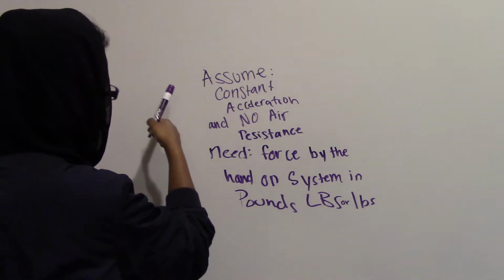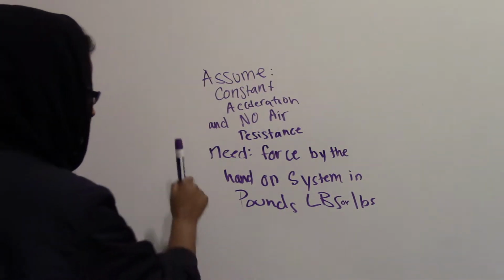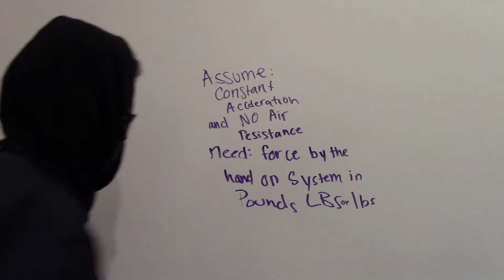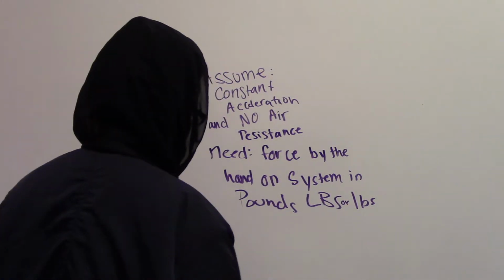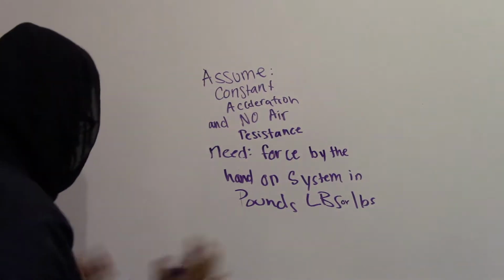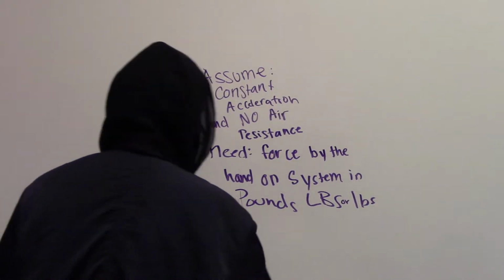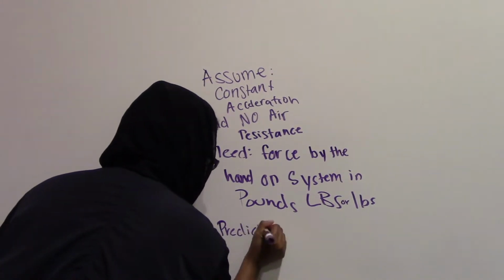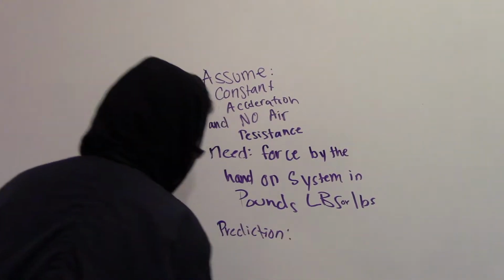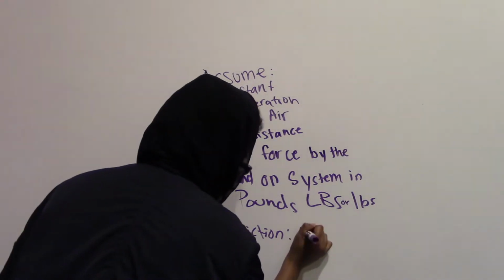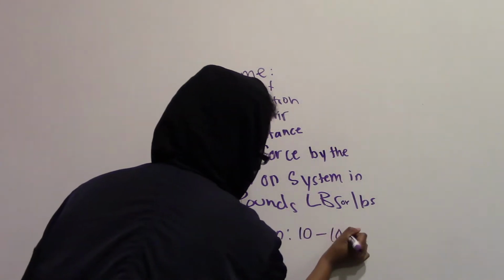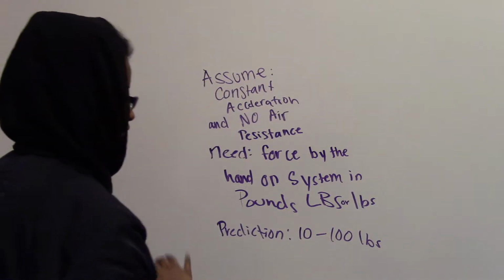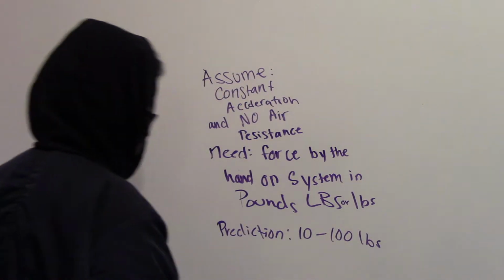Now we've defined any assumptions we have, what we're looking for in the problem, and now we're going to make a prediction. So based on any of the given information, we can assume that the force that's going to be exerted, so we're going to do predictions. Let's say between 10 and 100 pounds of force by hand on the system.